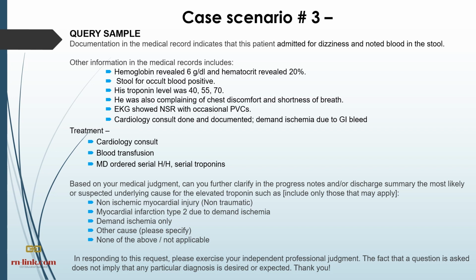Treatment: cardiology consultation, blood transfusion. MD ordered serial H&H, serial troponins. Based on your medical judgment, can you further clarify in the progress notes and/or discharge summary the most likely or suspected underlying cause for the elevated troponin, such as, include only those that may apply.